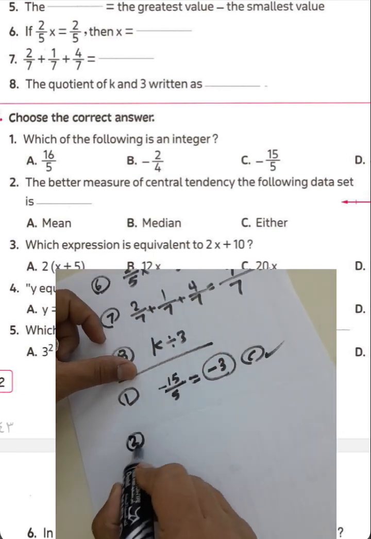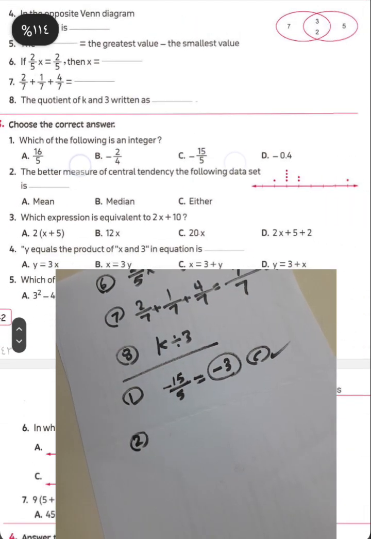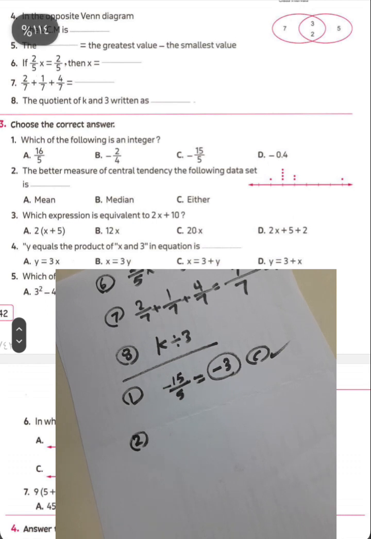Question number 2. The better measure of central tendency of this data, we must use the median. Choose letter B. Why? Because we have a point outside here, an outlier. We have the outlier in this example, so the median will be the best.